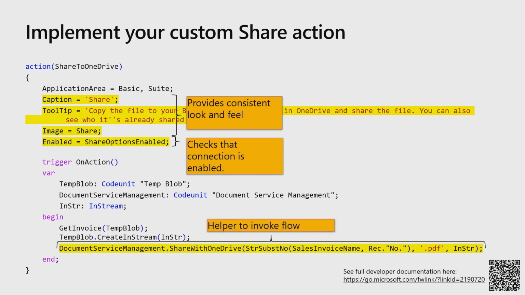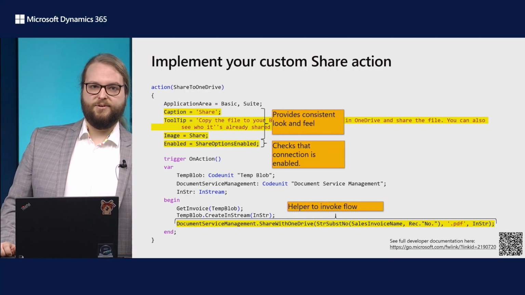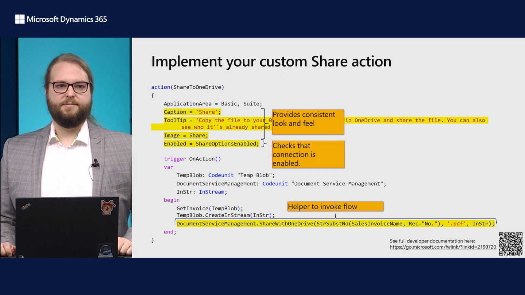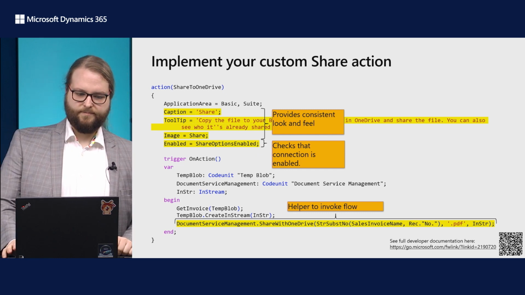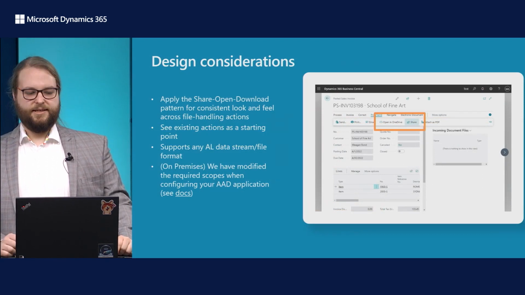And finally, this is the helper that you should call that will take the blob and put it to OneDrive and present the share options. There's also a helper in the system module that you can call as well if you're not depending on base app. I just used base app for convenience here. There's a few other design considerations we would like to share.